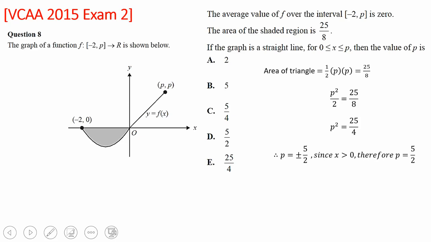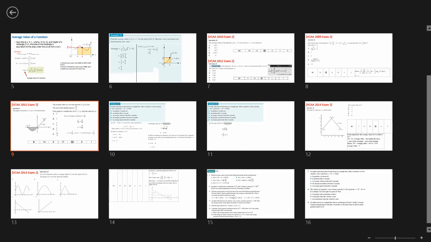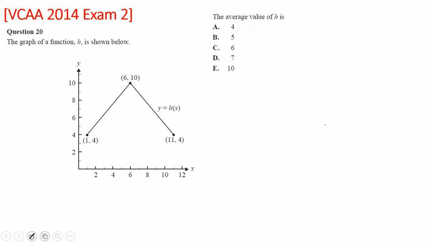One last problem. Let's see if you can do this one. Last one, which is a nice one. Is it this one? I think it was this one. Here we go. Try this one, 2014. Not too long ago too. 2014. Graph of a function h is shown below. The average value of h is... Now if you know and understand the theory I've taught you so far, you should be able to look at that and tell me the answer. It's question 20, so it normally gets a bit trickier. I'm assuming the percentage will be lower on this one.